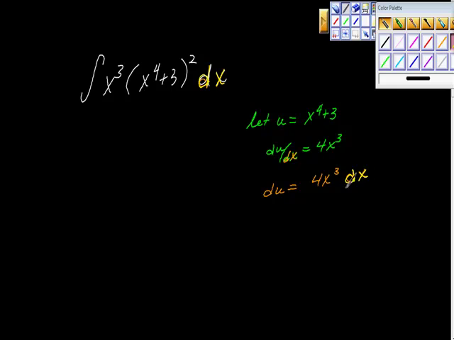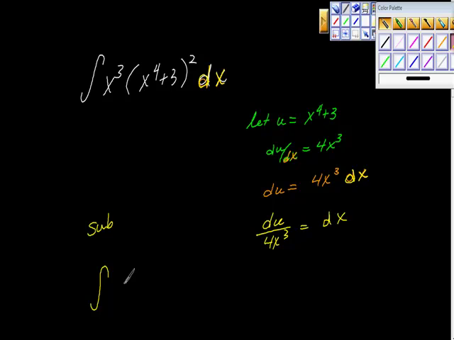So now I'm going to divide both sides by 4x cubed. So we get du over 4x cubed is equal to dx. So hopefully you see what I'm about to do. Now I'm going to just do my substitution. I'm just going to rebuild this whole thing.